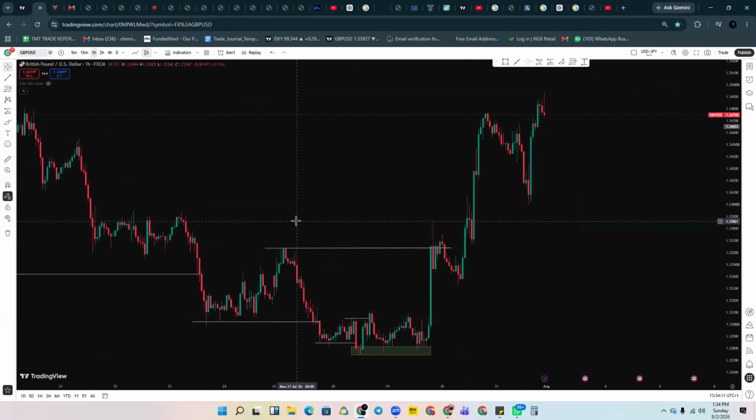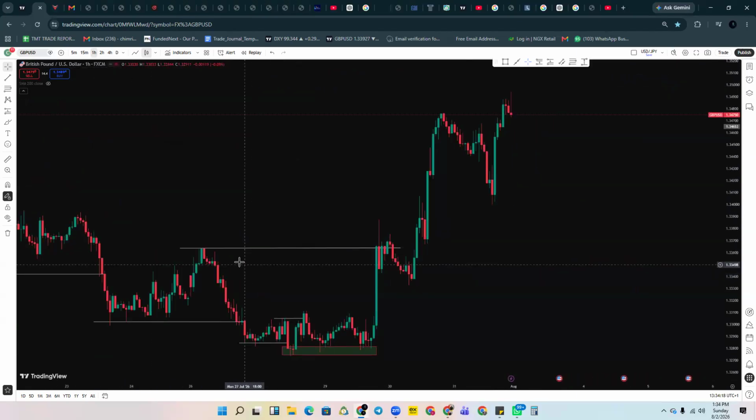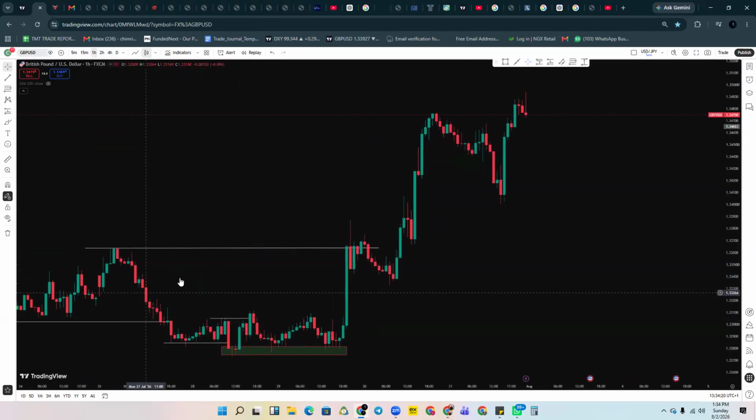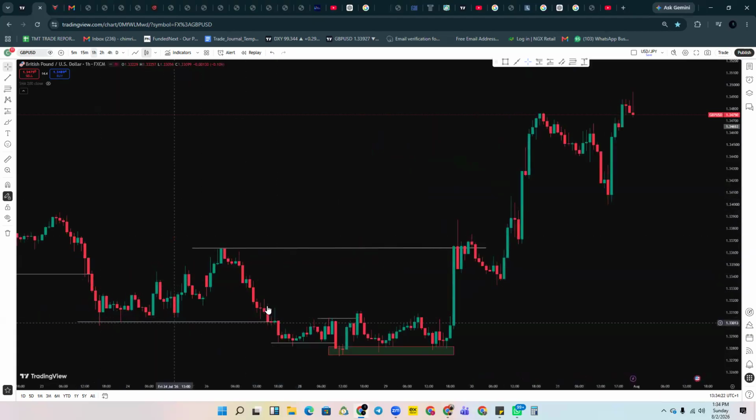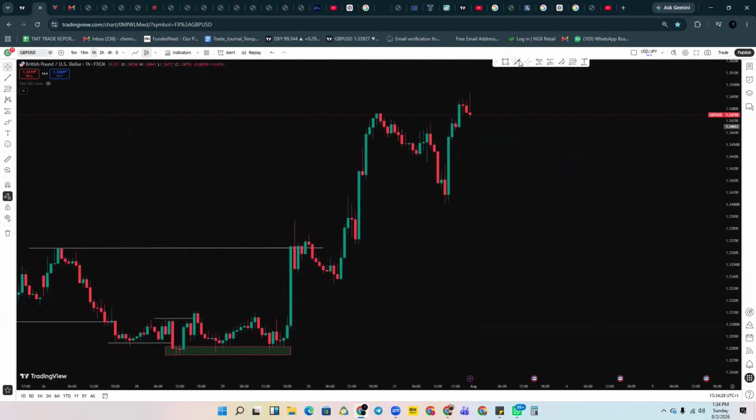However, it's still a probability, right? Now let's look at the 1 hour. The 1 hour market structure is giving us a bullish market, which is, this is a low, this is a high. We have a minor low here, and we have this as well. We have this as well.